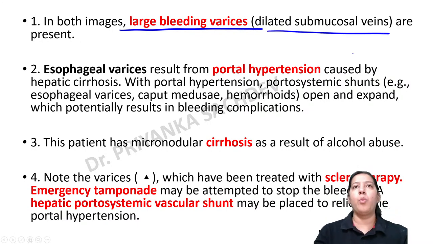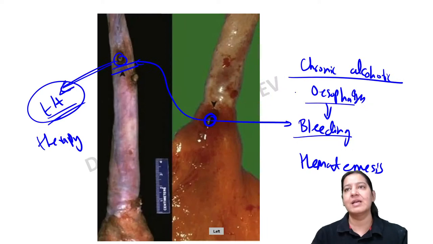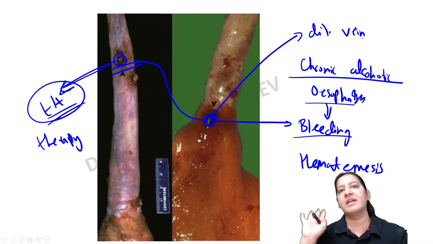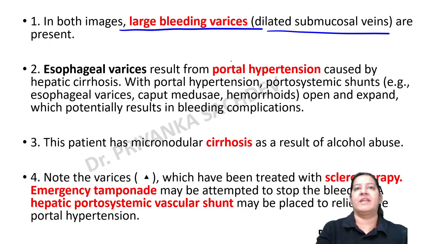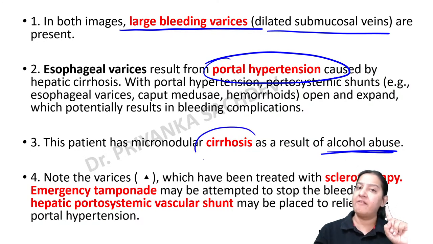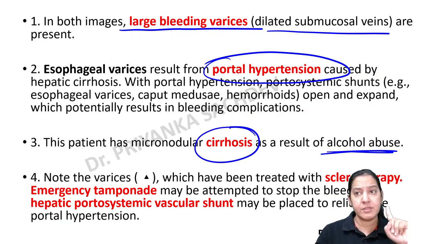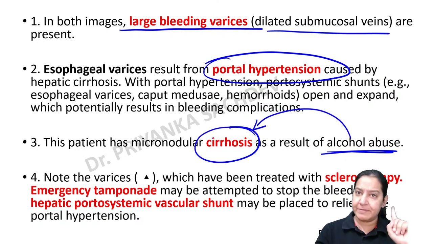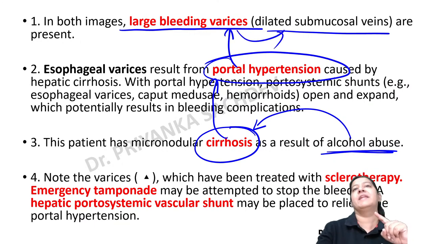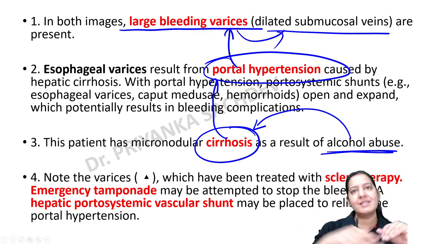What is the pathology? Why did the veins get dilated in the esophagus? I am saying that these are the dilated veins in the esophagus. Why are the veins in the esophagus dilated at all? Because of portal hypertension. Why does this patient develop portal hypertension? Because the patient is a chronic alcoholic user and he develops cirrhosis in the liver. Cirrhosis leads to portal hypertension. Portal hypertension leads to varices, and varices cause bleeding. So that is the complete pathogenesis.